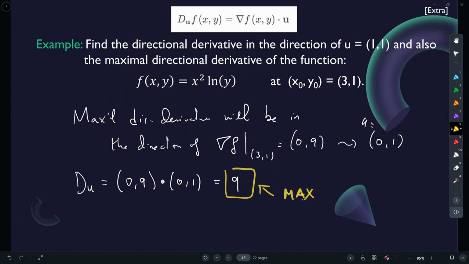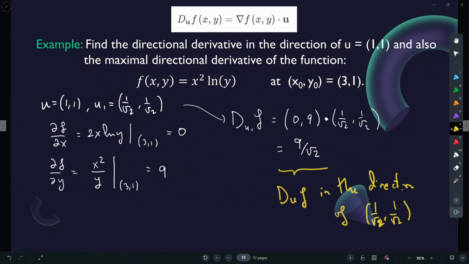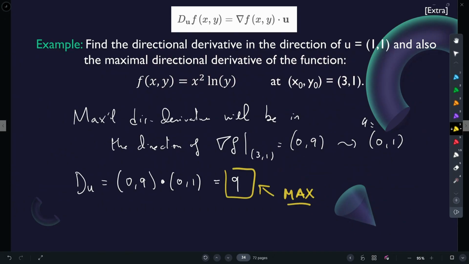So this is the largest directional derivative, 9, versus previously we computed that in some other direction it was 9 over the square root of 2, which is a bit less than 9. So if you want to go fast, you have to go in the direction of 0, 1, moving in the y-axis.